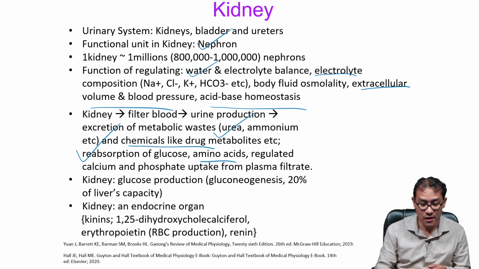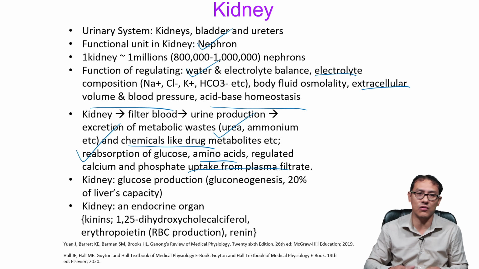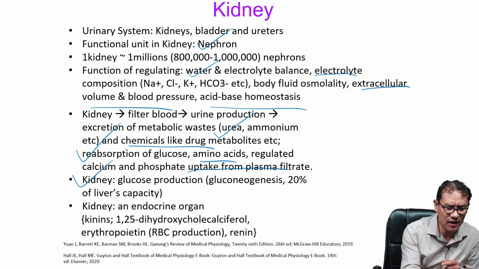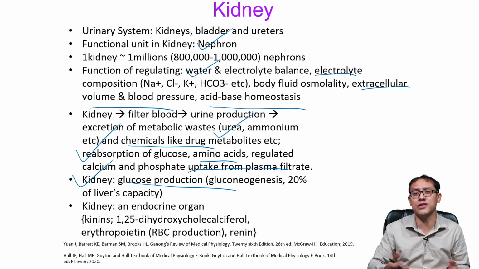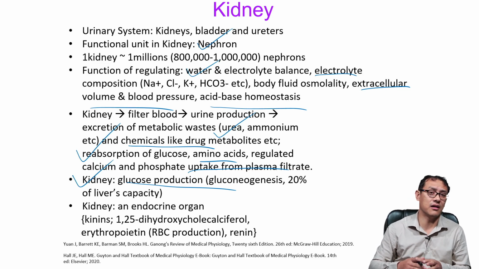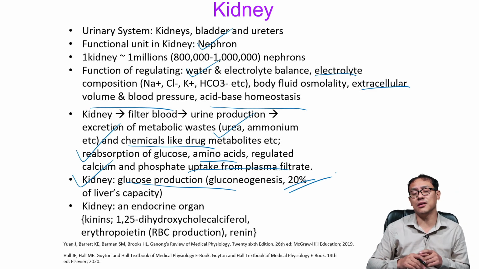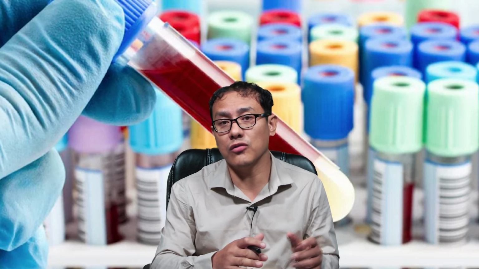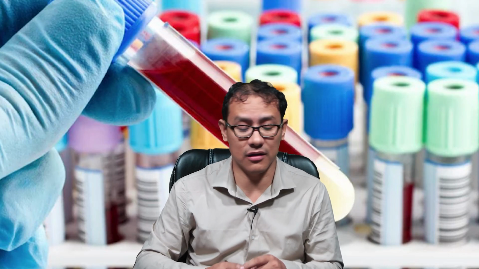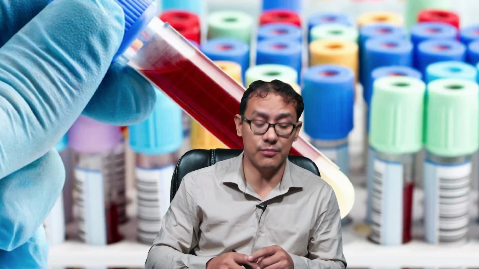concentration, for example uptake from the plasma filtrate, and in the subsequent slide we will see what we mean by the filtrate. The kidney also produces glucose, that is known as gluconeogenesis, for example from different substrates like amino acids and others, up to 20% of the liver capacity for gluconeogenesis is done by the kidney. Majority is done by the liver, but the kidney also plays an important role.